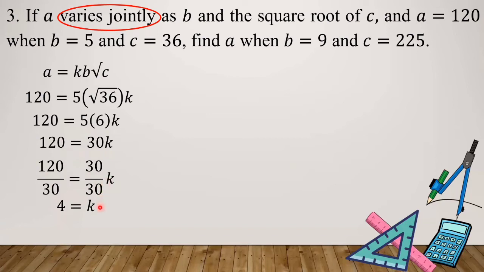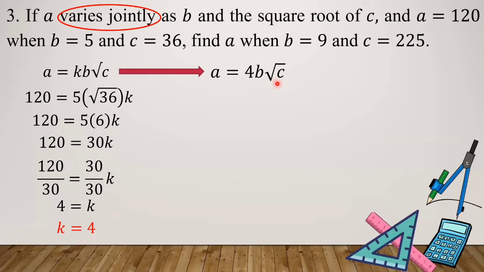Since 1 siya, kahit huwag na natin ilagay, so 4 is equal to k, or the value of k is equal to 4. Or our constant of variation is equal to 4. So since our mathematical equation is a is equal to kb square root of c, the equation of variation is a is equal to 4b square root of c. Isa-substitute lang natin yung nakuha nating variation k, which is 4. So it will become a is equal to 4b square root of c.